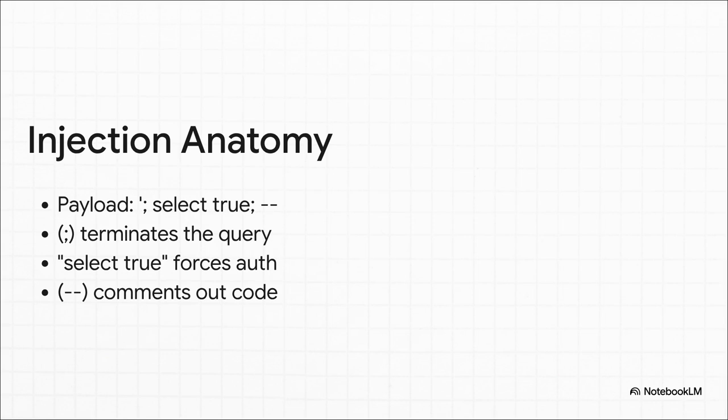It's wild how an attacker can use a simple string to completely hijack your app's logic. They'll use a semicolon to just abruptly end your intended query. Then, they inject their own malicious command, like select true, to force a positive authorization and bypass a login check entirely. And finally, they'll toss in double dashes to comment out and completely neutralize any code you had written after that. It's elegant, sure, but it is absolutely devastating.